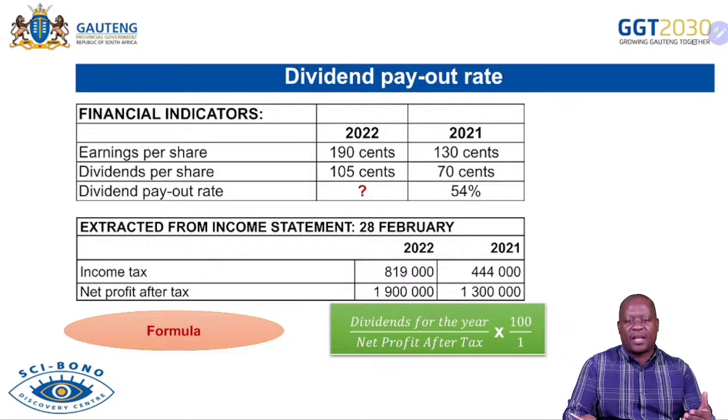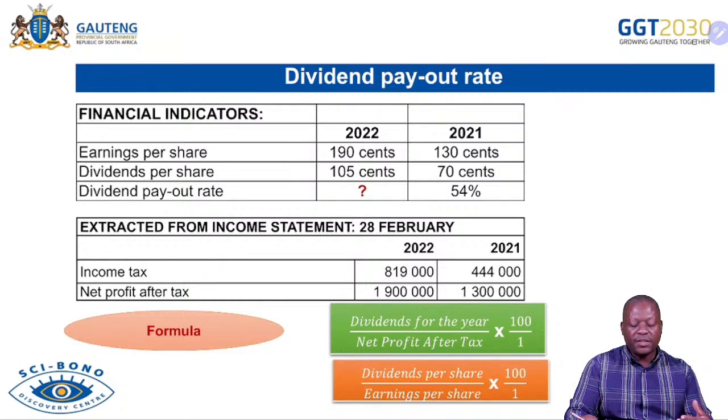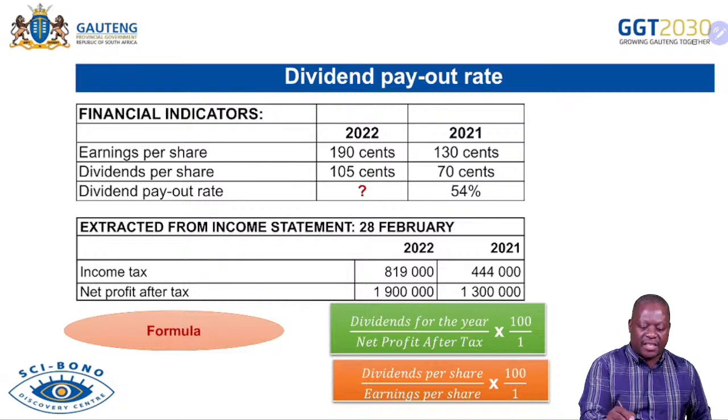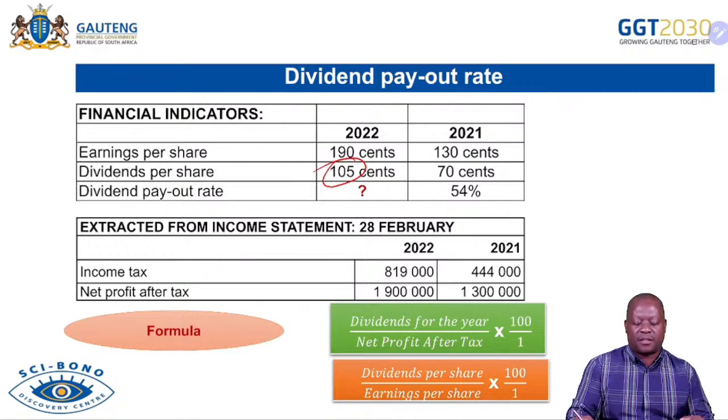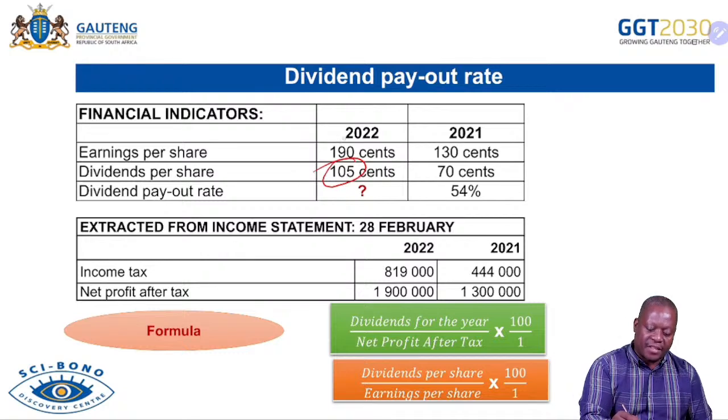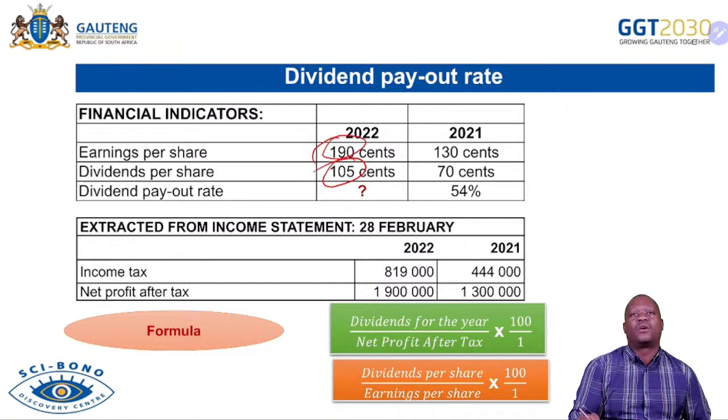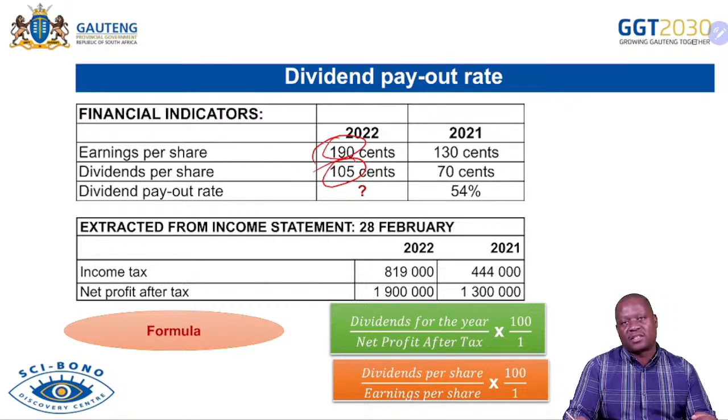But there is another formula that we can use. We can use dividends per share, which means we are going to look for the refined dividends per share figure, like this one, 105 cents. And we divide it by earnings per share. This is your earnings per share, 190. And then we multiply by 100 because we still need to have our answer as a percentage.